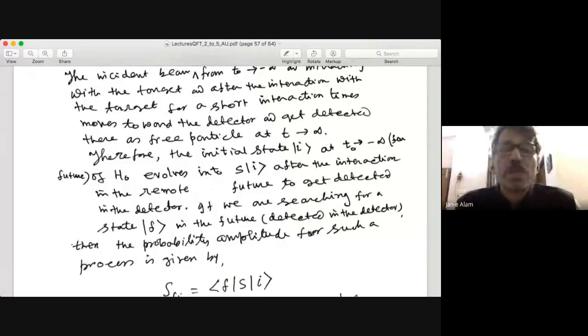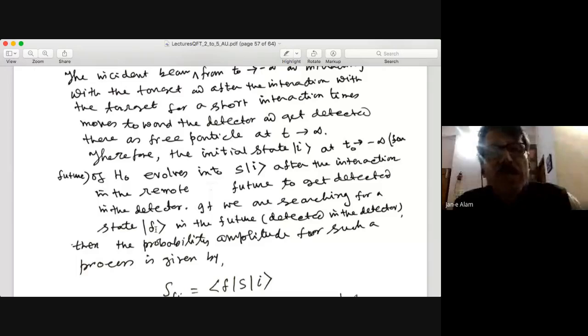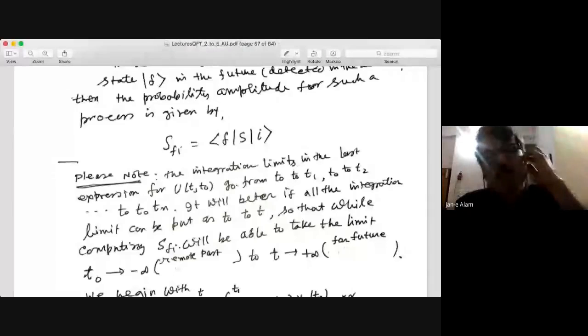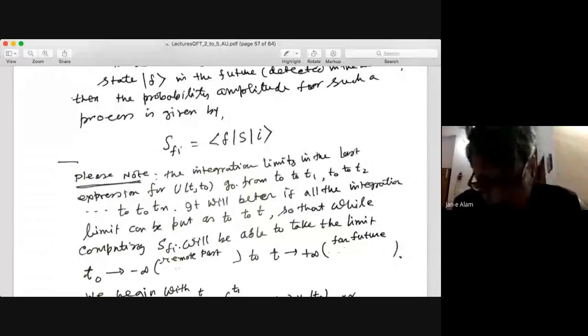So if I take the projection of this SI with F, the final state which you have detected, and which is again an eigenstate of the free Hamiltonian, that matrix element, from there I can calculate the cross section, which can be compared with the experimental result.